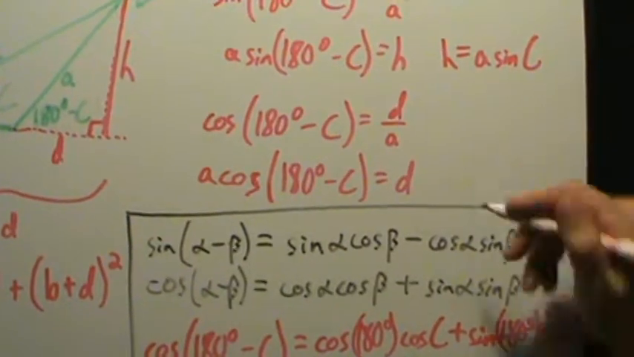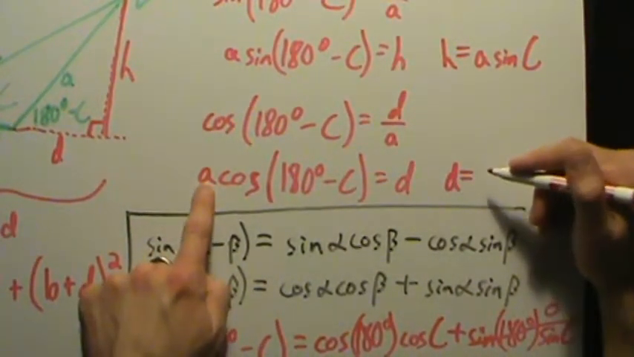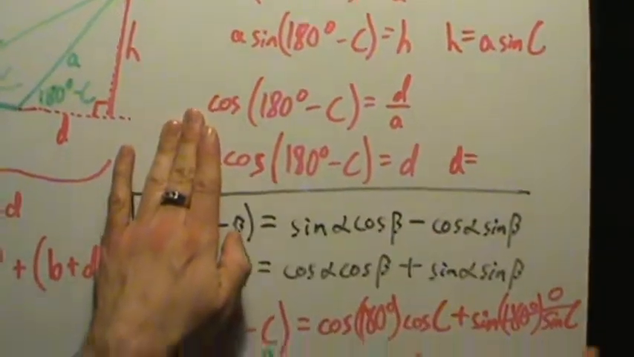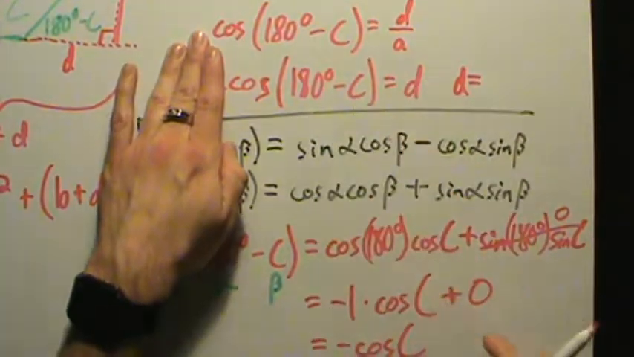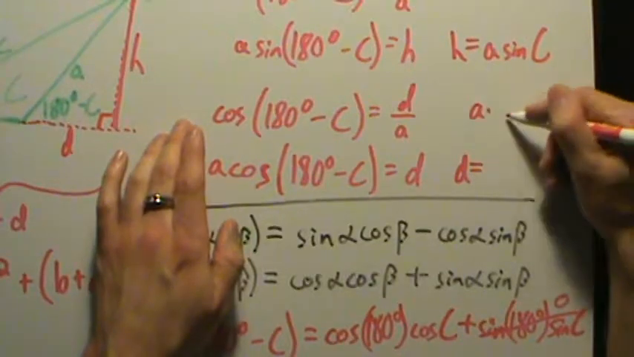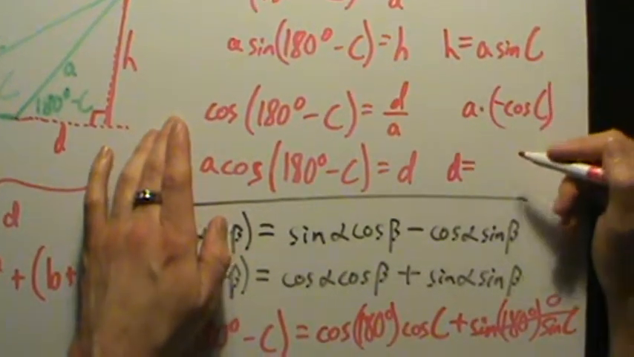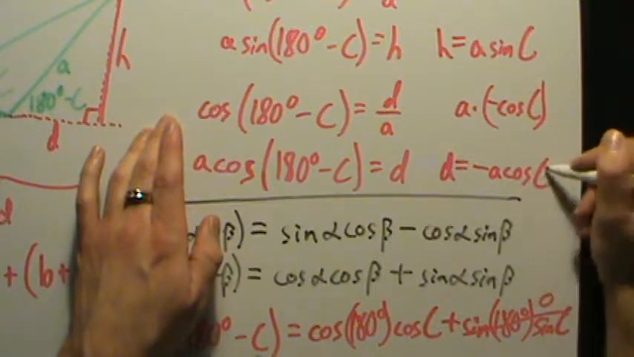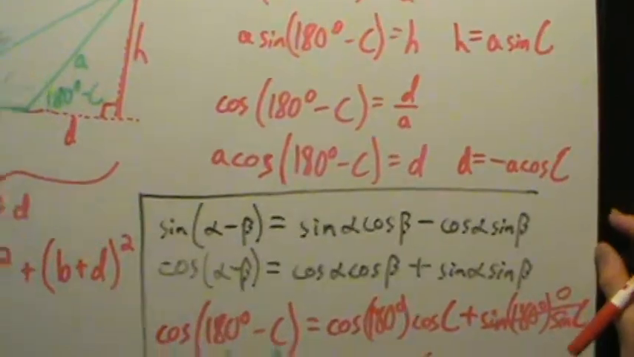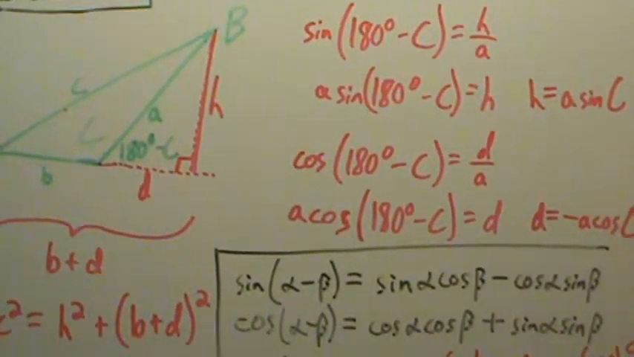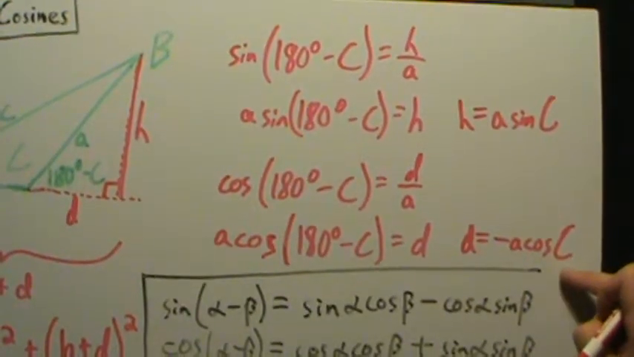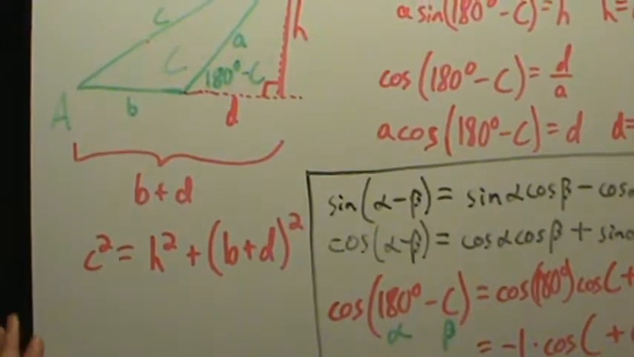So then what we have is d equals a times cosine of 180 degrees minus c. We just found out that cosine of 180 degrees minus c is negative cosine of c. So what we really have is a times negative cosine of c, which is just negative a cosine c. Okay. So that's great. That's much more simplified. Now we can take these, h equals a sine c, we can stick it into there. d equals negative a cosine c, we can stick it into there. That's wonderful. Let's go ahead and do that.